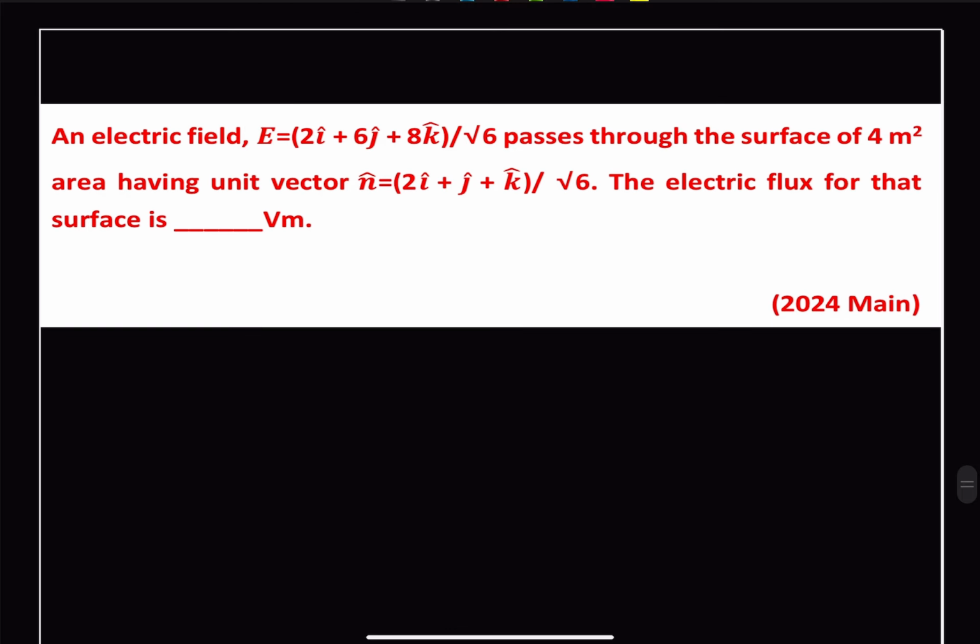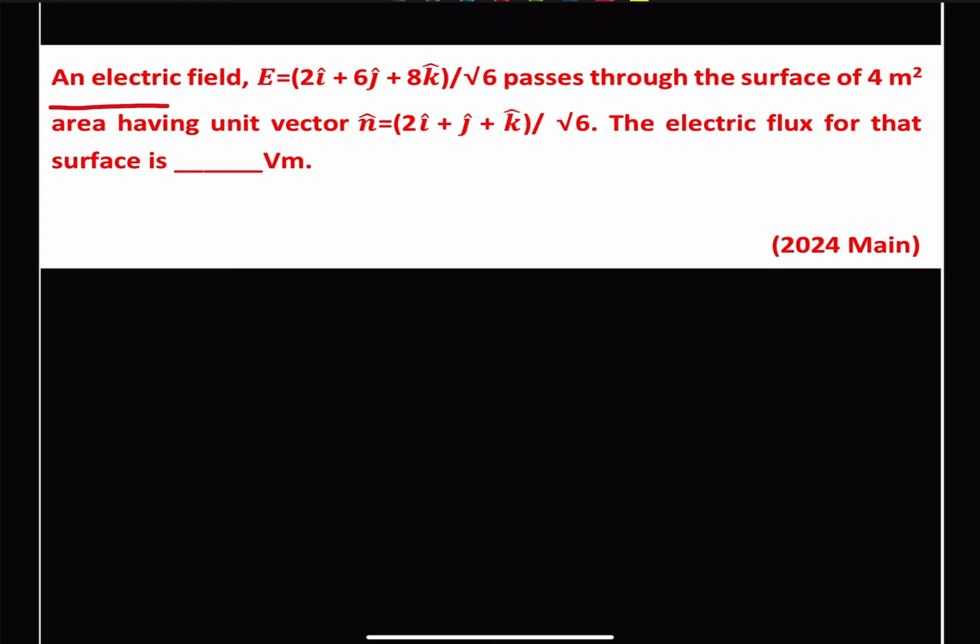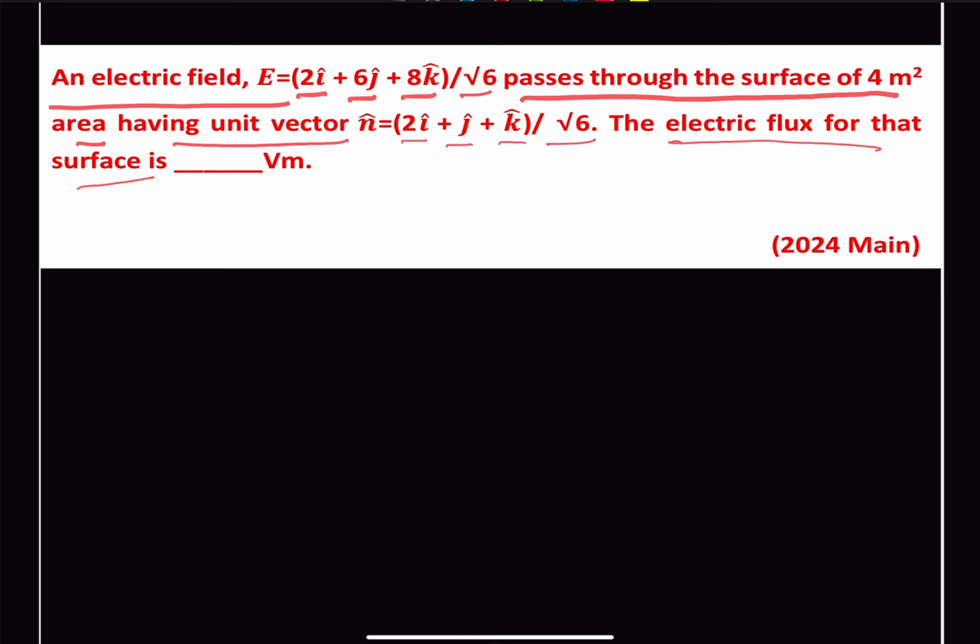It states that an electric field E given as (2i + 6j + 8k) divided by square root of 6 passes through a surface of 4 meter square area having a unit vector n, that is (2i + j + k) divided by square root of 6. The electric flux for that surface is, this is directly based on formula.